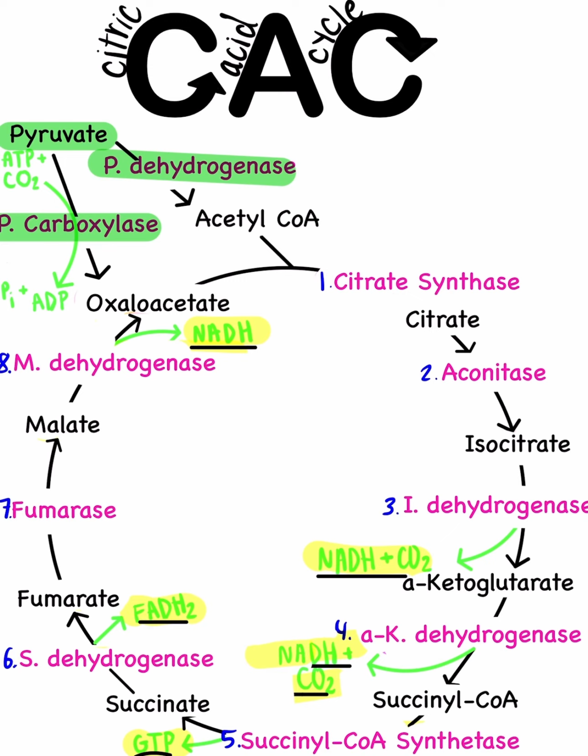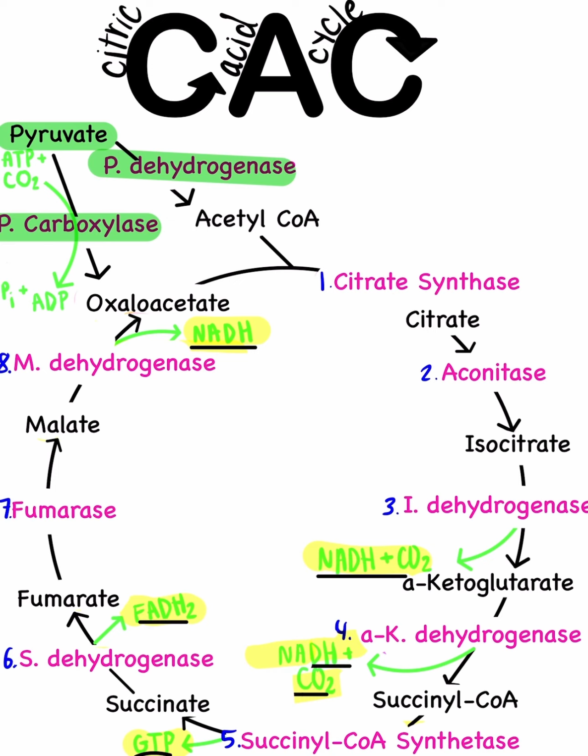Succinyl-CoA then has the enzyme succinyl-CoA synthetase. So memorize that. The first one is synthase, and the fifth one is synthetase. And synthetase makes GTP. I know it sucks, but you have to memorize that this one makes GTP, not ATP. Now, GTP is a high energy molecule, but it's not the same thing as ATP.